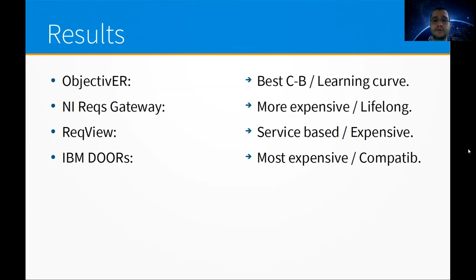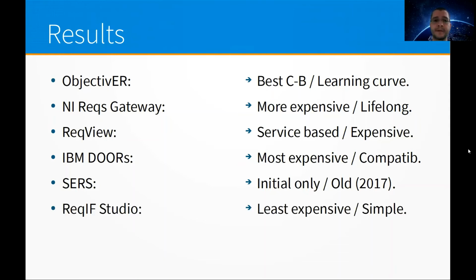IBM DOORS is the most expensive solution, but it is the solution adopted by GMT, so we won't have any problems of compatibility. SERS is at initial development, and the last release was in 2017, so it's not that reliable yet. HackF Studio is the least expensive solution, but we will need one or two additional packages which are service-based.